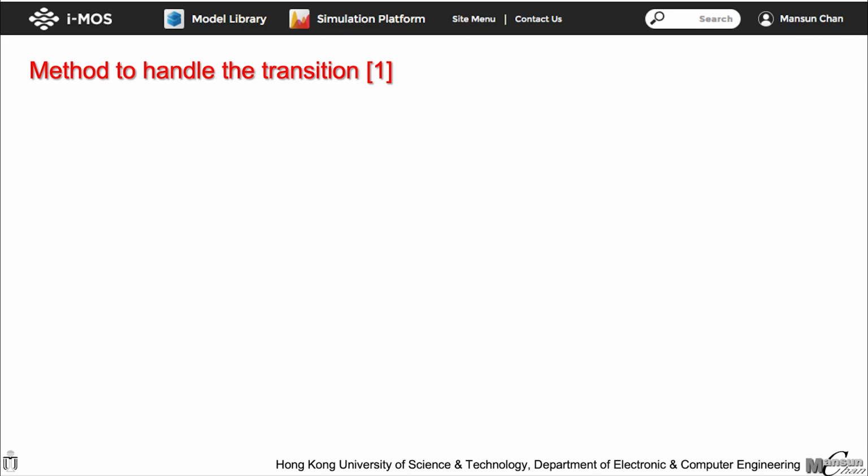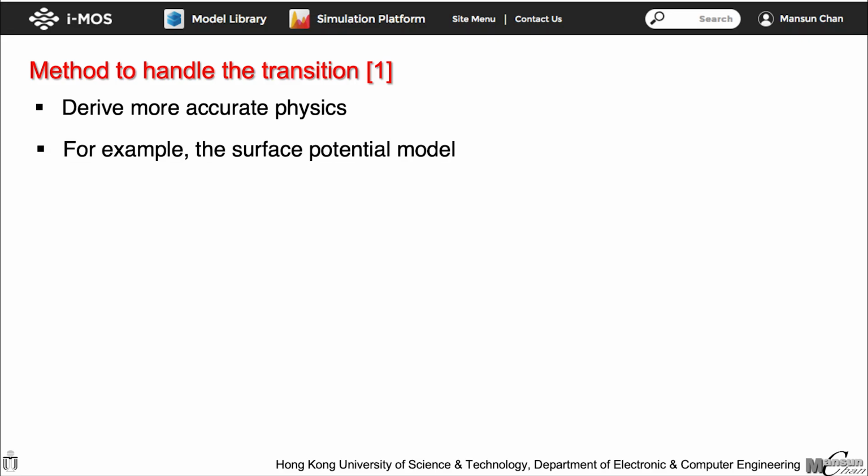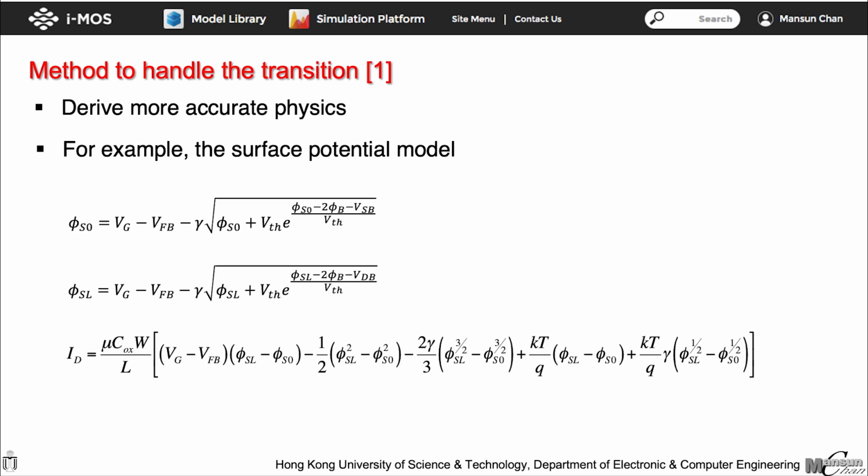The first method is to derive more accurate equations based on the device physics. For example, using the surface potential approach, we can derive the current equations as given below, which is much more complicated than the simple model. This equation provides a natural fitting from the subthreshold to the turn-on characteristics of a MOSFET. However, this approach has some drawbacks.